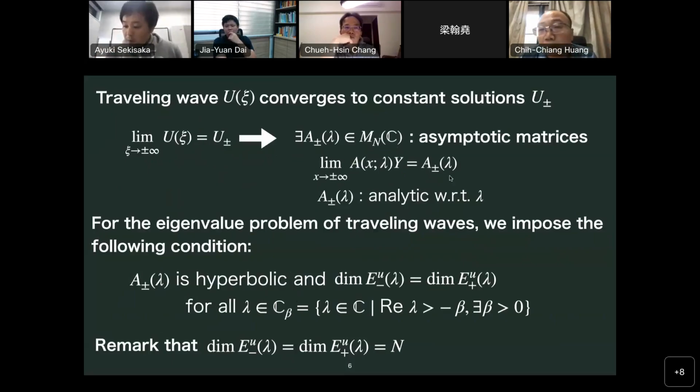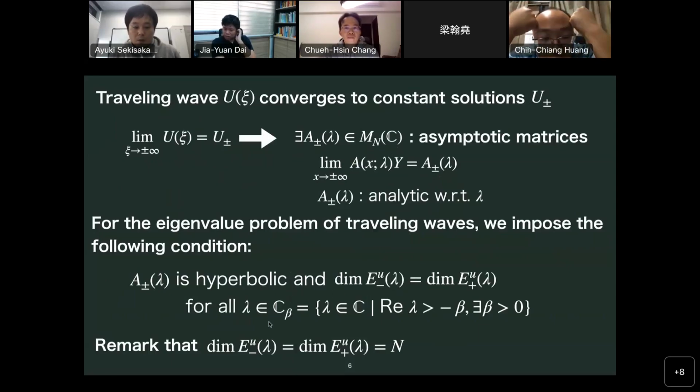Okay, so we assume that the matrices at infinity, A plus and A minus, are called the asymptotic matrices. We assume that the matrices satisfy the following properties. A plus and A minus are hyperbolic matrices, and the dimensions of the unstable and stable subspaces are equal.